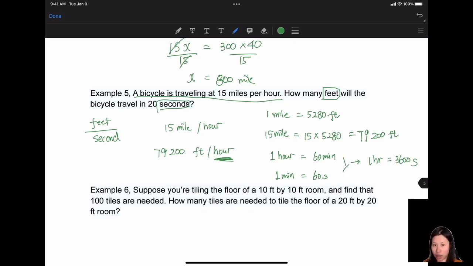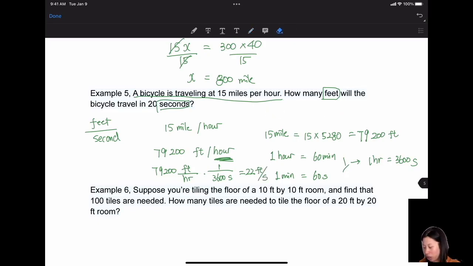Since this is divide, so that means to calculate that, we need to use 79,200 feet per hour times 1/3,600 hour per second, because that's their conversion unit, right? So that when I simplify it, I have 22. So now the unit is done by conversion. So the traveling speed for that bicycle is 22 feet per second.